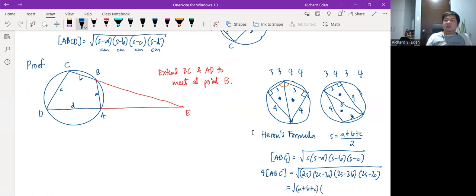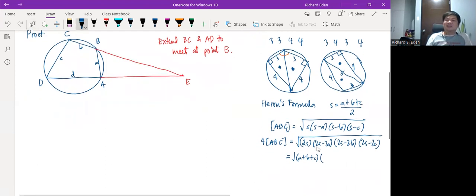Okay, and then what is 2s minus 2a? From our formula for s, 2s minus 2a is minus a plus b plus c. And then 2s minus 2b is a minus b plus c. Then finally, a plus b minus c. Anyway, this is fairly easy to remember.